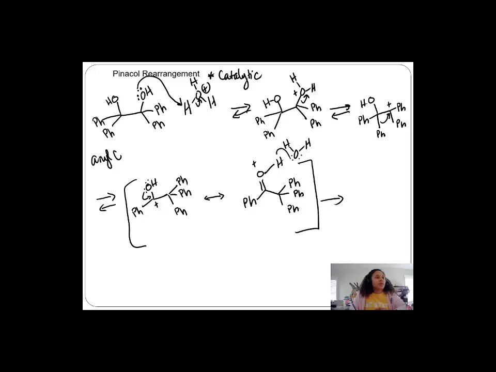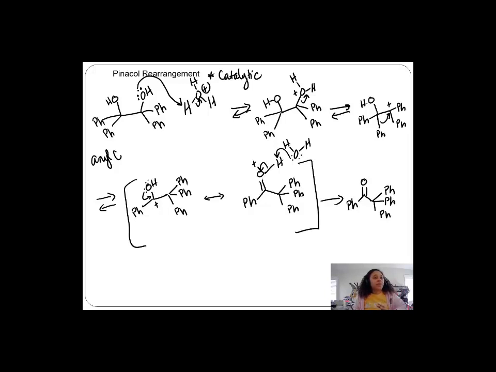That's where my water comes back in and deprotonates. And so I've done this exact reaction before, and it actually works extremely well. You have to heat it up a little bit, but it works fairly well, right? So it's an acid-base protonation of an alcohol.